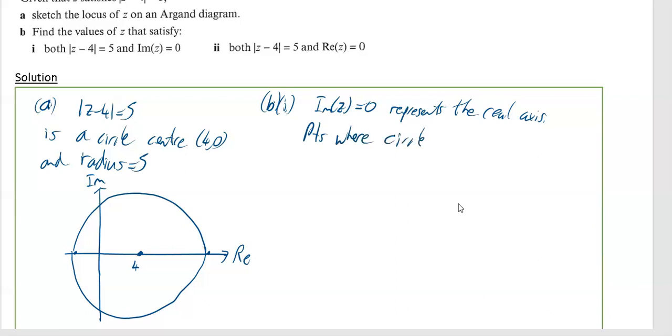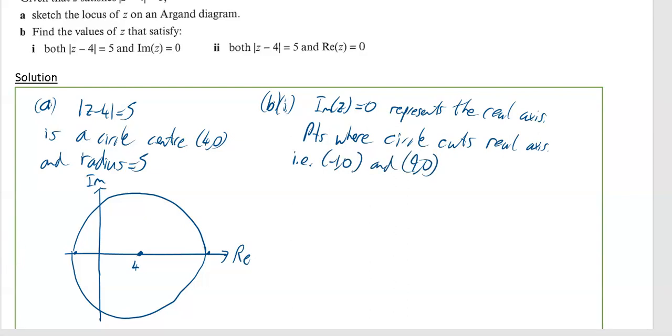Okay, so first of all, we've got the points where the circle cuts the real axis. So what would those points be? Remember, we had 4, 0, and we moved on 5. That's going to take you to 9, 0. So that's going to be one of them, and the other one, which is 4, take away the 5, is going to give you -1. So the points are -1, 0, and 9, 0, and that's it.